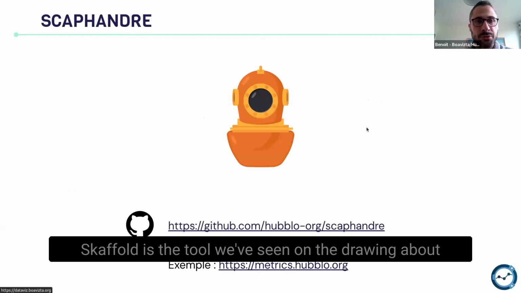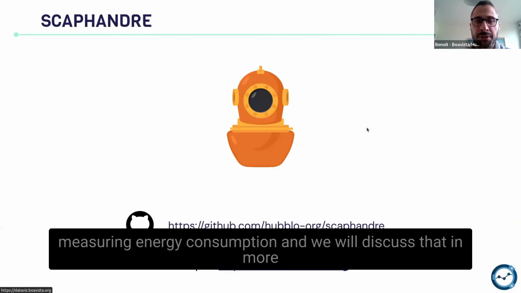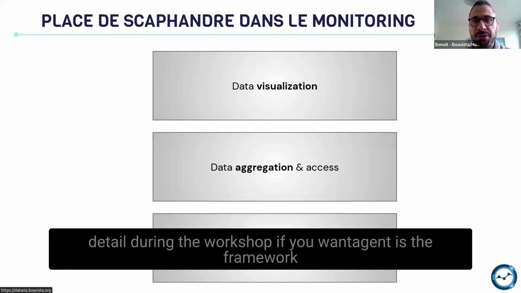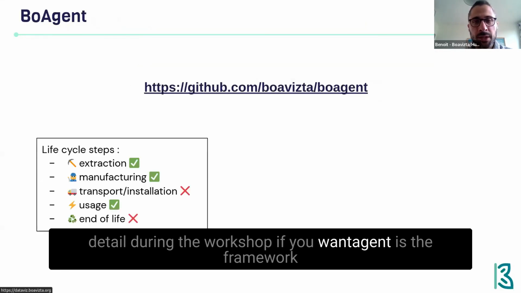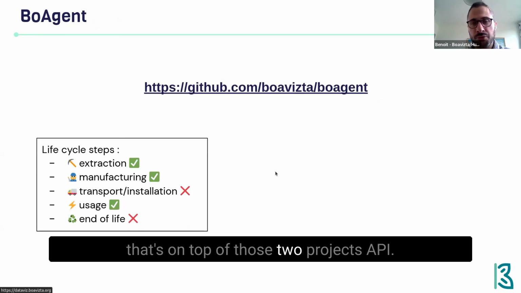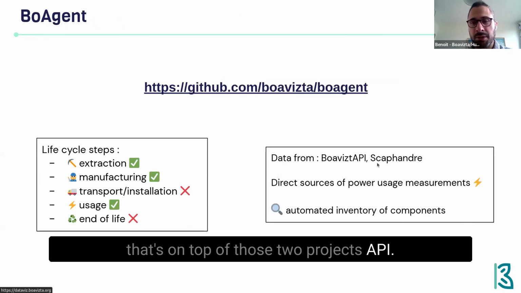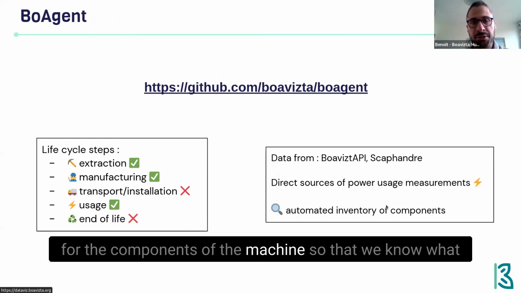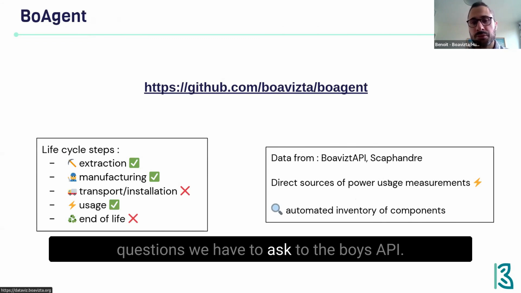Scaphandre is the tool we've seen on the drawing about measuring energy consumption. And we will discuss it in more detail during the workshop if you want. And Boagent is the framework that's on top of those two projects, Boavizta API and Scaphandre, and what it will do in addition to that is scan for the components of the machine so that we know what questions we have to ask the Boavizta API.